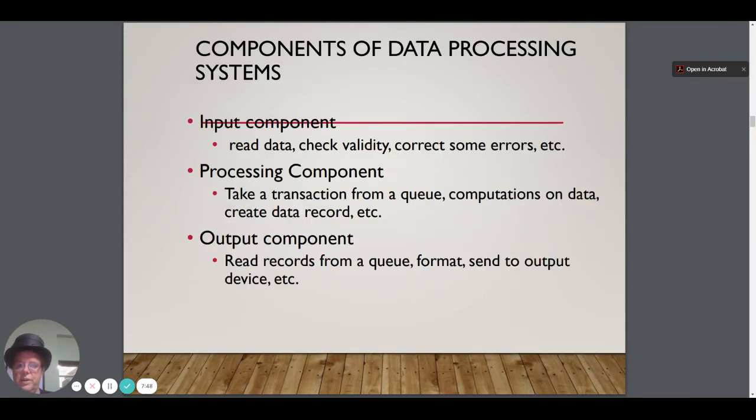So components of data processing systems. One is the input component, which reads the data, checks its validity, does some correction of errors, and then the processing component, which takes transactions from a queue, performs computation on the data, and creates or updates the data records. And then the output component reads the records from a queue, formats them, and then sends them to an output device. So, we can think of this as outputting the results of nightly inventory into a PDF report.